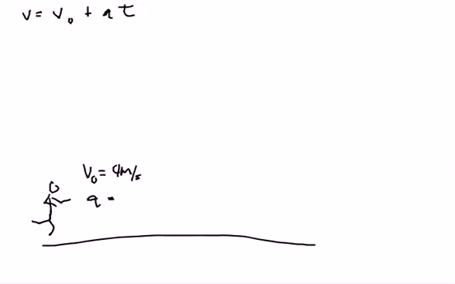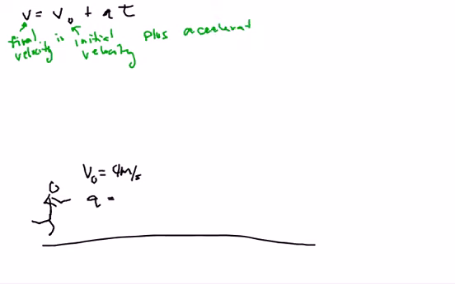Alright, so the last equation is velocity equals initial velocity plus acceleration times time. Again, hopefully this one makes some sense, where this is your final velocity, which is a result of your initial velocity plus your acceleration times the amount of time you accelerated for.